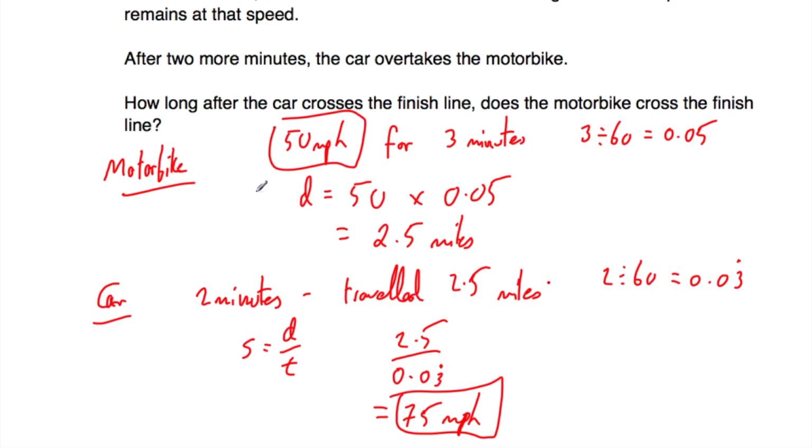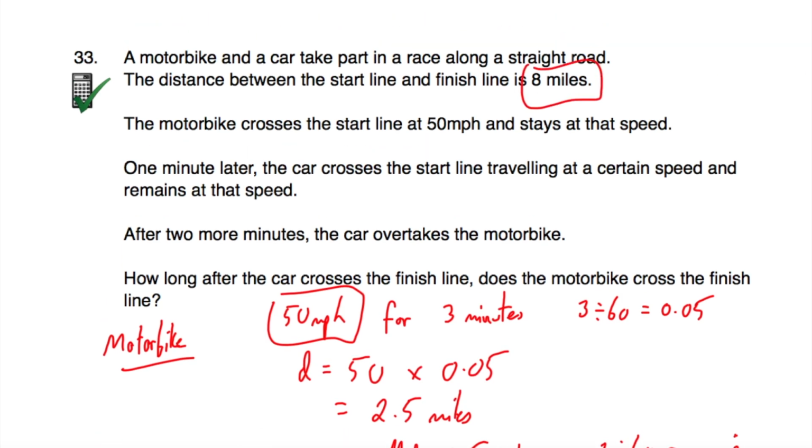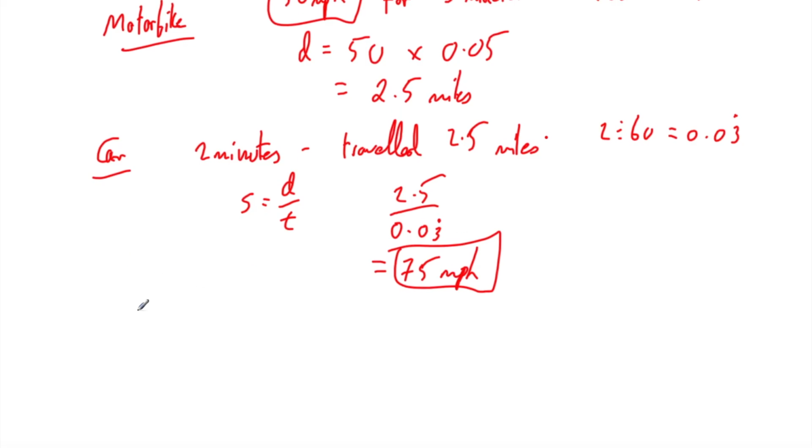Now we'll come back to the fact that the motorbike was given a 1 minute head start in a moment. I was going to say in a minute, that'd be confusing, a minute's head start in a minute. But I'm going to come back to that. What I'm going to do is work out how long it would take each of these vehicles to travel 8 miles, because remember the race was 8 miles. So let's work out how long it would take the motorbike and the car to travel 8 miles, and then we'll come back to that head start in a minute.